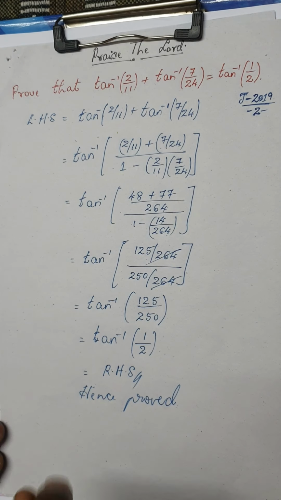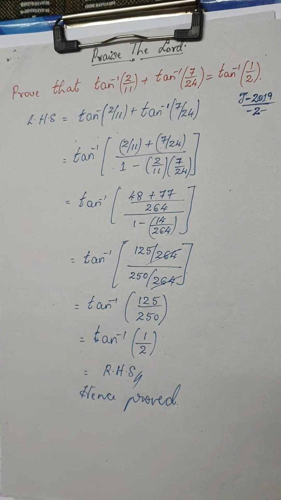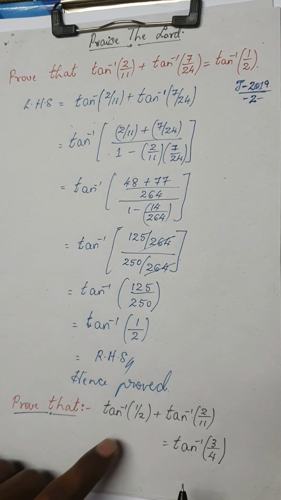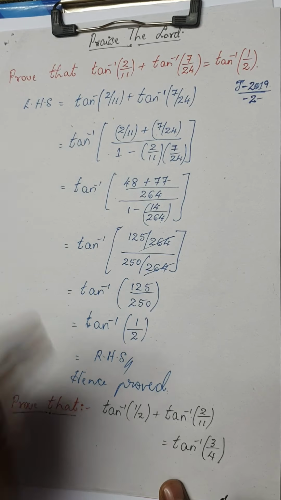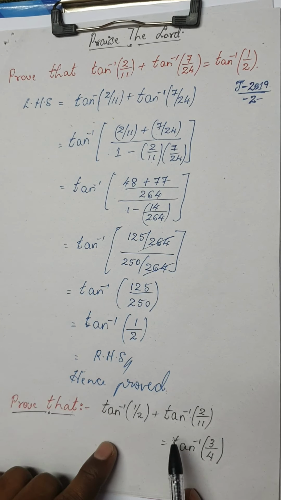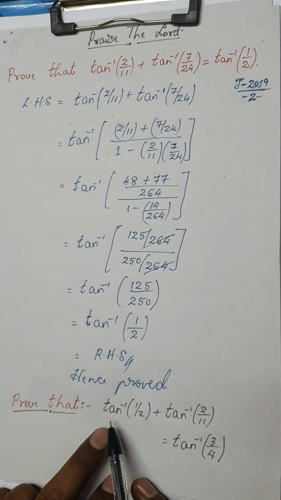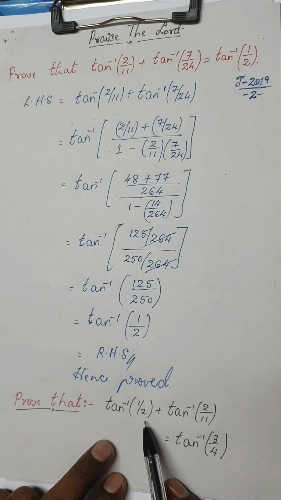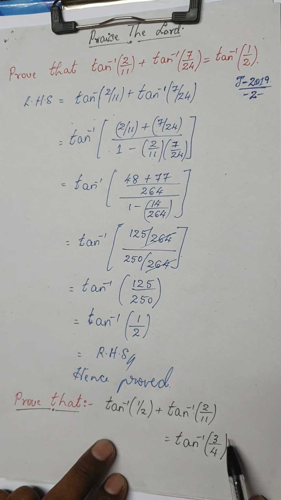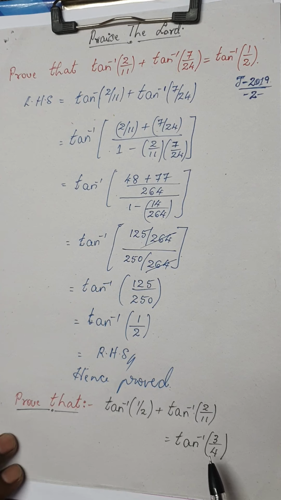Now I'll give you a similar question as an assignment, and remember that question is a worked example in the textbook. So friends, as we have proved in the previous question, in a similar pattern you can prove this question which is already a worked example in the textbook. So we have to prove that tan inverse of 1 by 2 plus tan inverse of 2 by 11 is equal to tan inverse of 3 by 4. Okay, so I hope you can easily do this question by yourself. Okay, so we will move on to the next question.